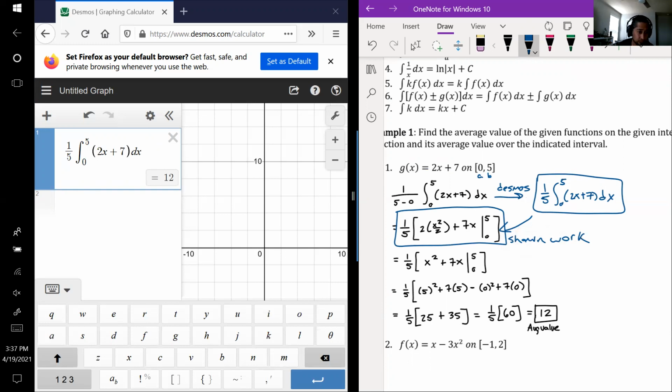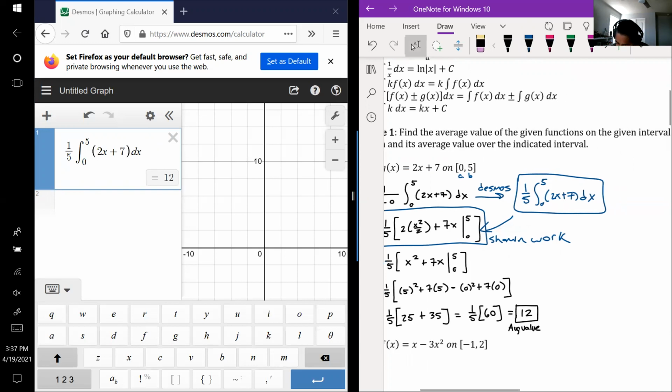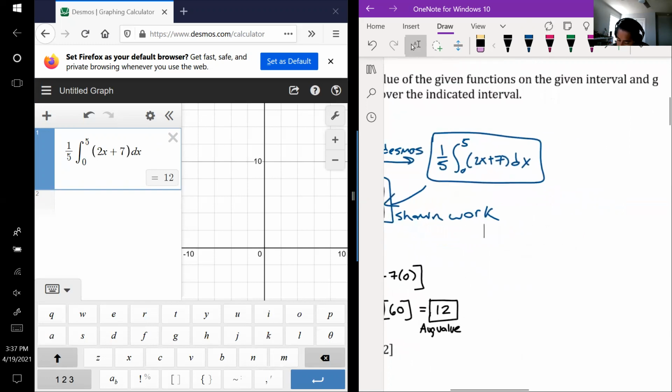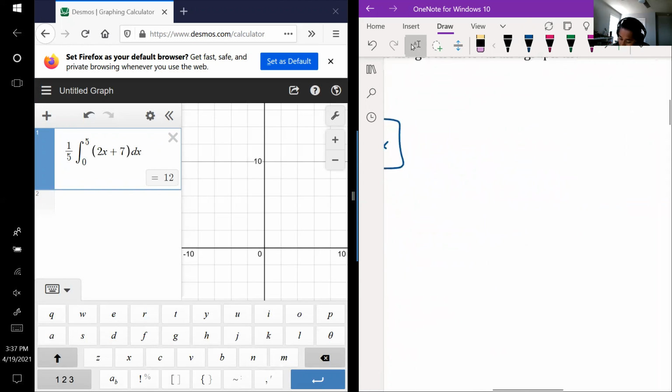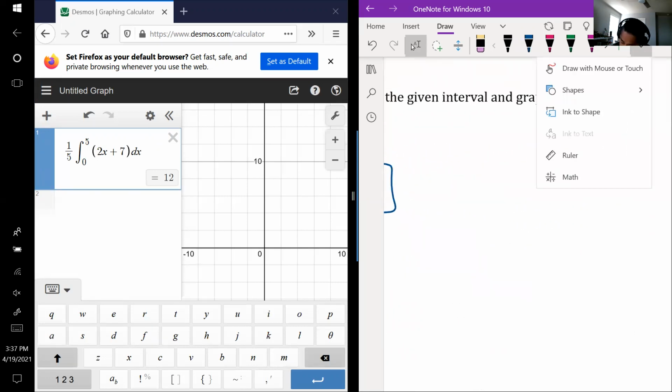Okay. And now we want to graph the function. So that's our next thing, is graphing this function on that interval 0 to 5. So what's great about this is, again, we'll use Desmos. So I'll just say graph.